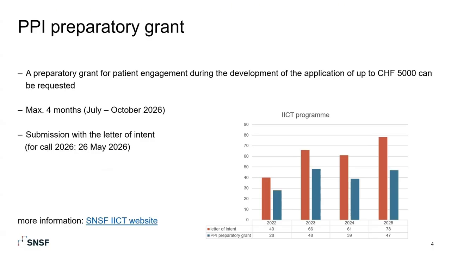On the right-hand side, you can see an overview graph of the letters of intent and the PPI preparatory grant applications that we have received in the last 4 years since the PPI preparatory grant was installed. Both increased over the past years, but the PPI preparatory grants remained more stable than the increase we see in the letters of intent.